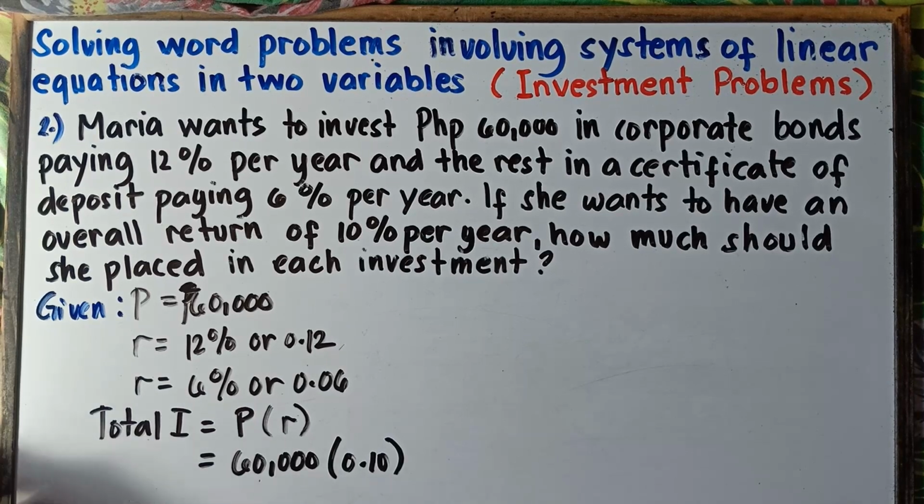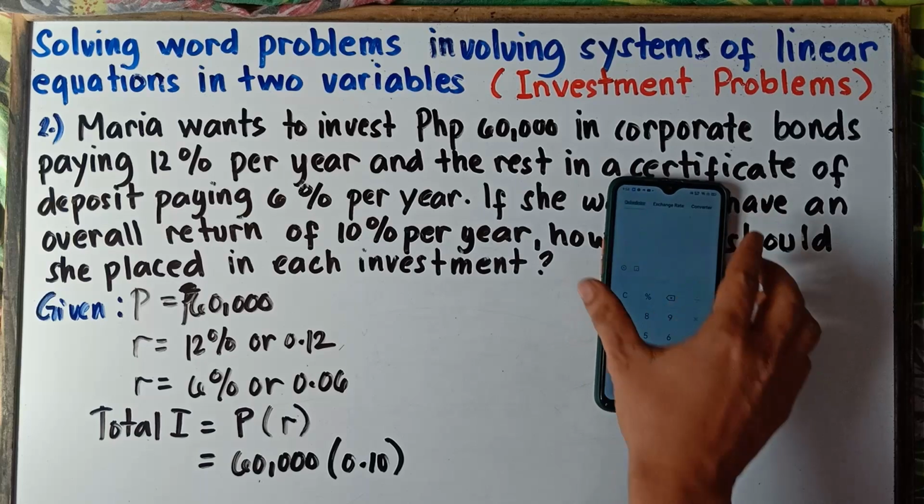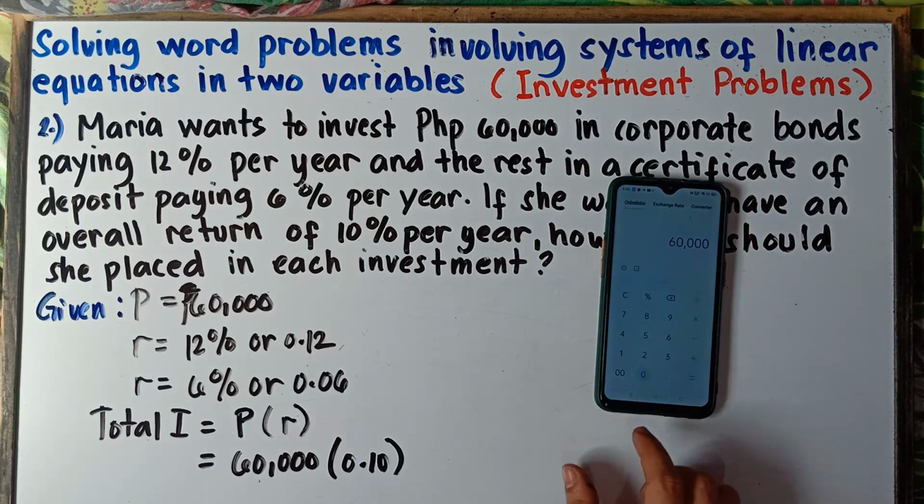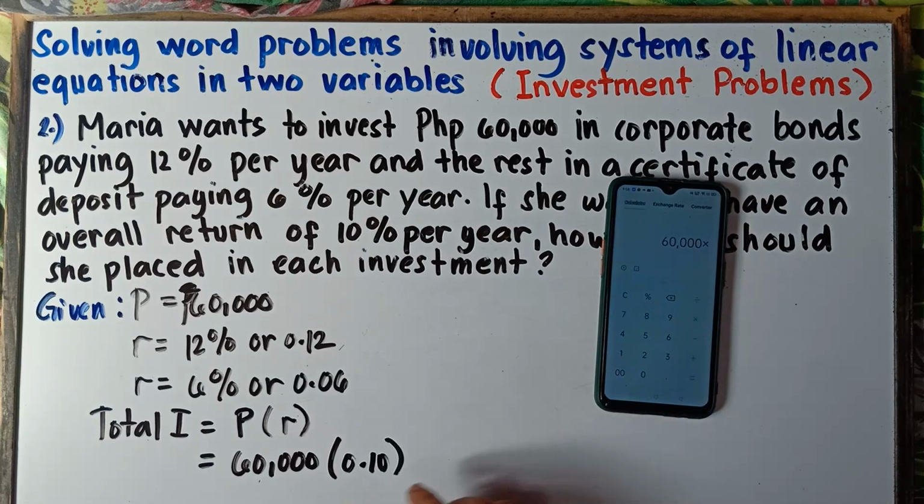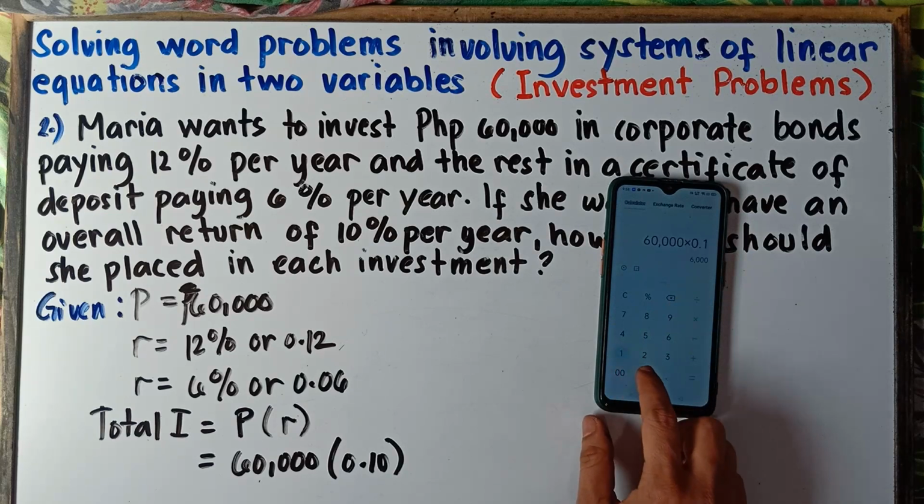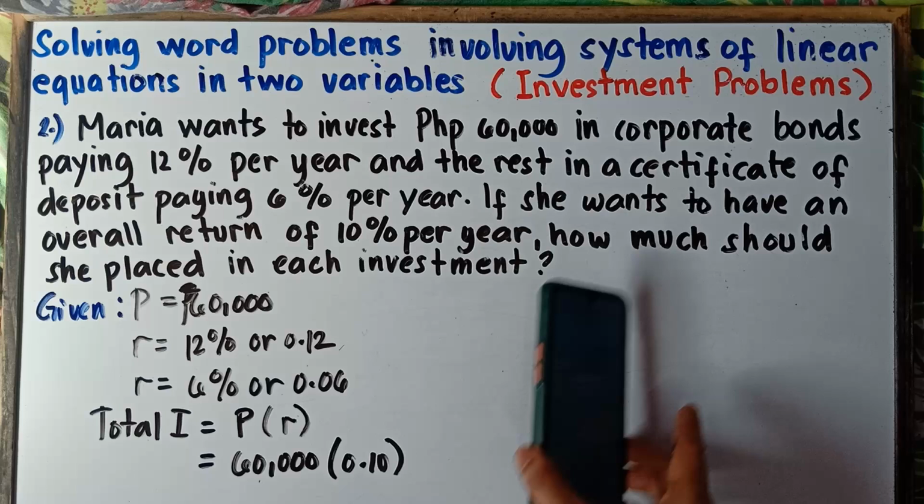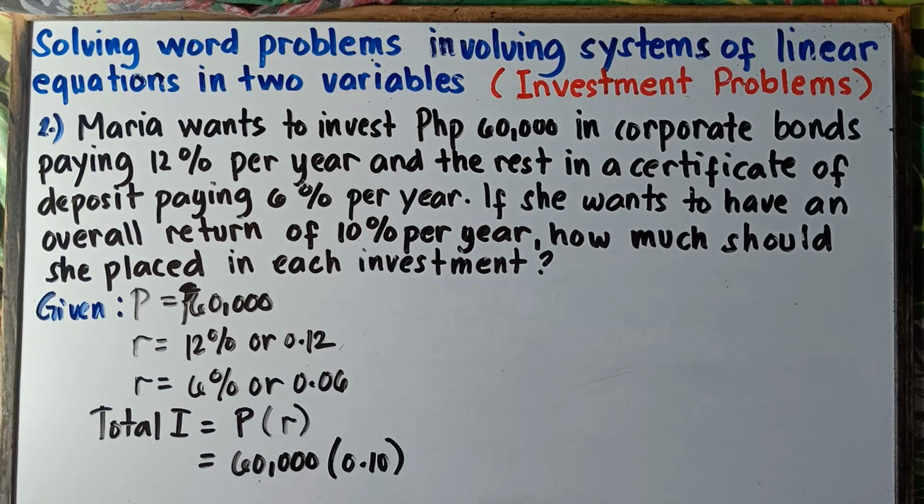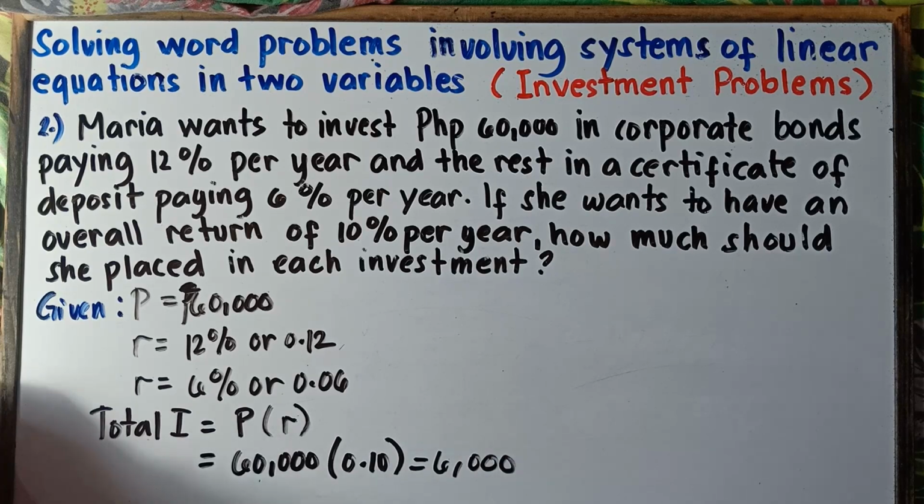So, simply multiply this. Simply use your calculator: 60,000 multiplied by 0.10. I think that's 6,000. So, therefore, class, the total interest that she wants would be 6,000. Alright, so this is the total interest that she wanted.